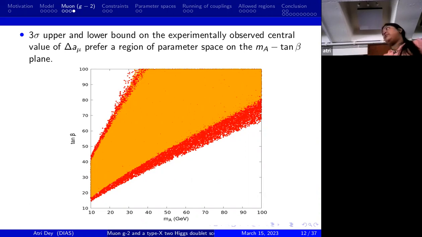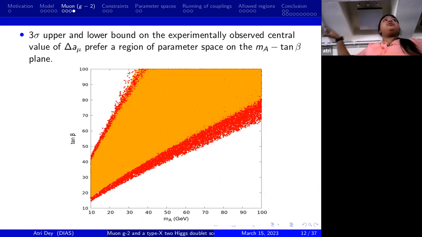For the rest of our calculations, we will only look at this yellow region in the MA tan beta plane. And what are these red ones? The red one is the early BNL data. When the region was not so restricted, the patch was like the red one. But after this Fermilab data, the region is more restricted, and we can only allow this yellow region up to 3 sigma. The yellow region is the shaded one.